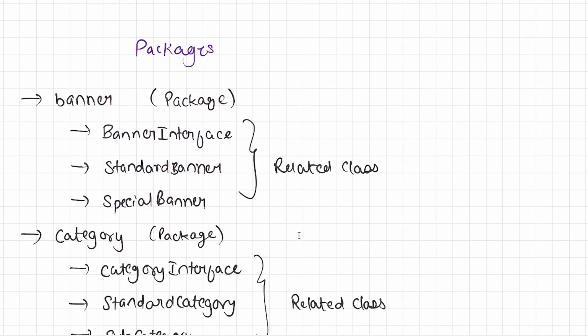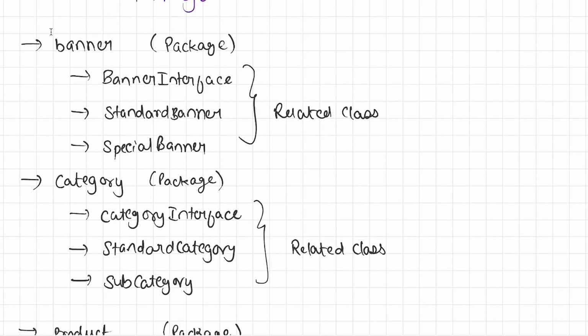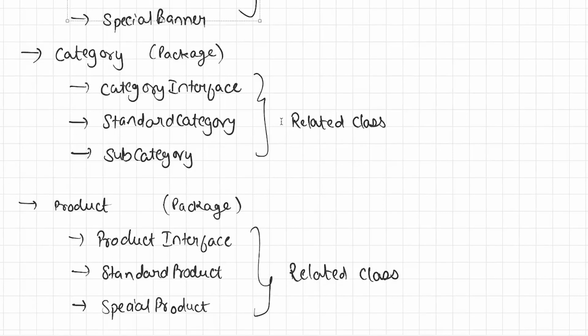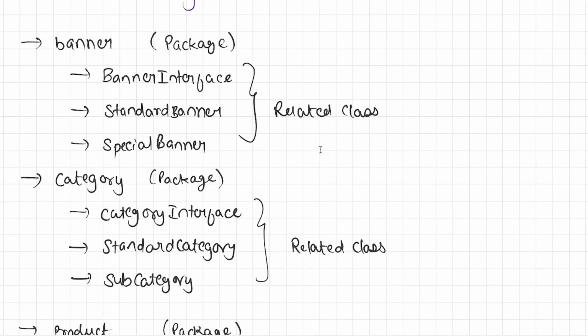So what do we do in packages? We create a specific package to store all the related classes. For example, we create a banner package to store all the classes that are related to banners, and the functionality of all of these classes and interfaces is specific to banners only. Similarly, we create a package for category to store all the category related classes, and product related classes go in the product package. This is how we can organize our classes based on packages and sub-packages.